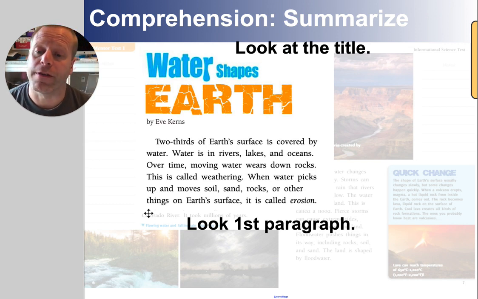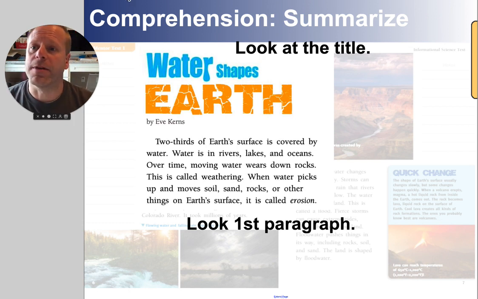Water shapes Earth. Two-thirds of Earth's surface is covered by water. Water is in rivers, lakes, and oceans. And over time, moving water wears down rocks. This is called weathering. When water picks up and moves soil, sand, rocks, and other things on Earth's surface, it's called erosion. So think about weathering and erosion as being very important words. Earth and water being important words.